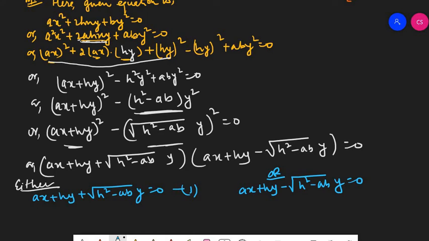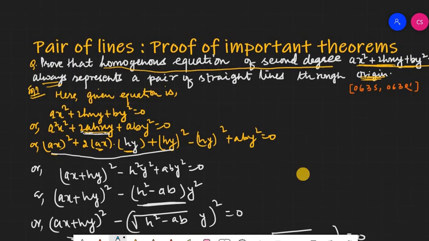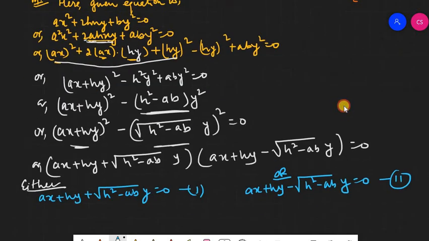So these equation 1 and equation 2 are the two separate equations of straight lines, isn't it? And from where have they come? They have come from this homogeneous equation of pair of straight lines, that is ax square plus 2hxy plus by square. So one part is proved, that it represents a pair of straight lines, means it has two different straight lines. Now we need to prove that these two different straight lines pass through origin.